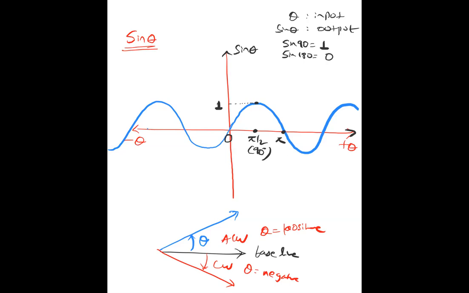Then this point is 3 pi by 2, that is 270 degree. At this point, the value of sine theta is minus 1. Okay, and then this point, that is 2 pi, which is 360 degree, and sine of 360 is 0.